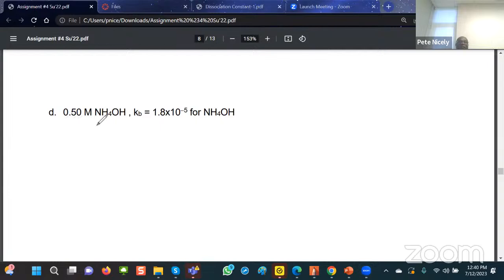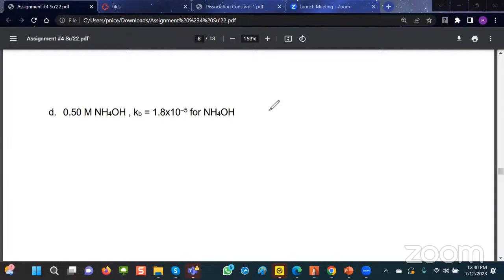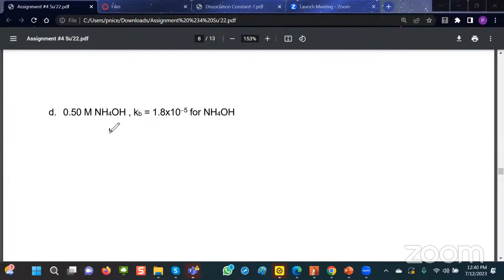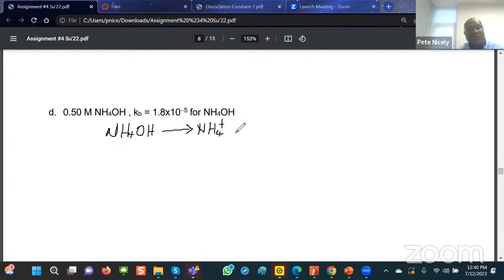They gave you 0.50 M ammonium hydroxide. They gave you the Kb value for that. You start with the equation. So that equation would be what? NH4OH goes to NH4 plus OH negative, right? And in this case, it's a weak base, so let me erase this here and make it more decent.